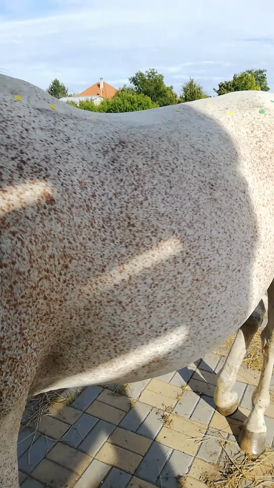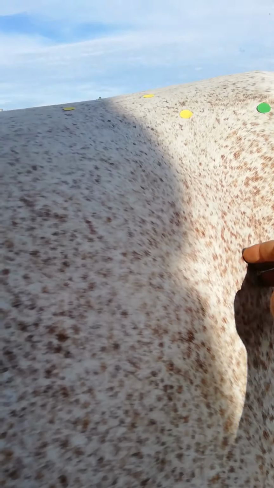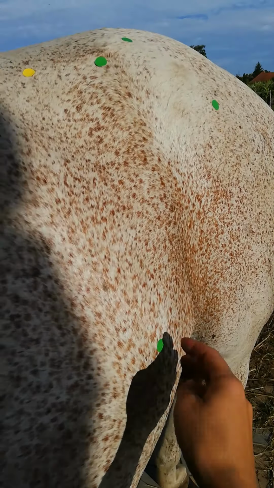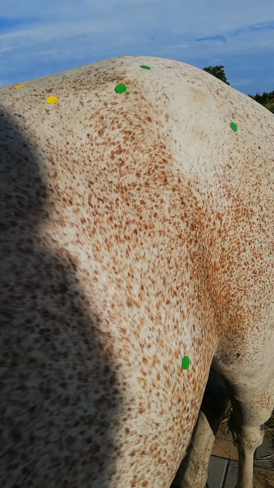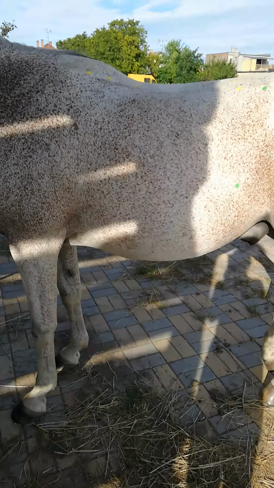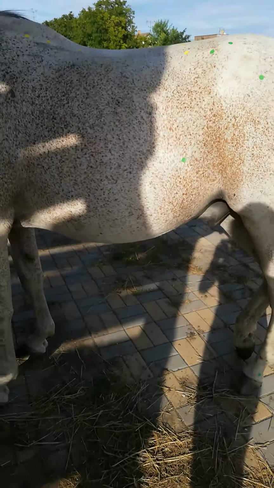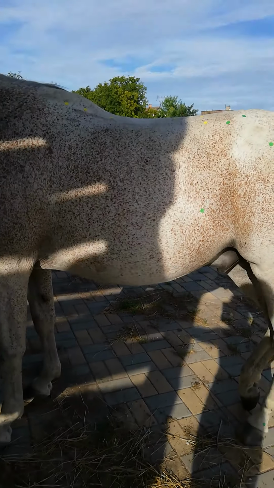Then gallbladder 24. This is the rib cage, the last rib. This is the border of the last rib and the rib cartilage. I think it is about halfway in the body. It divides the body into two parts, this line where it is.